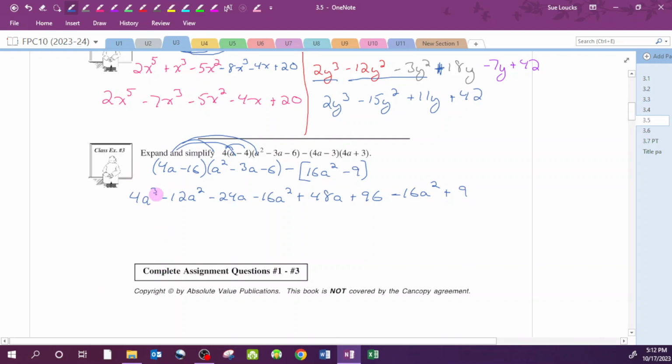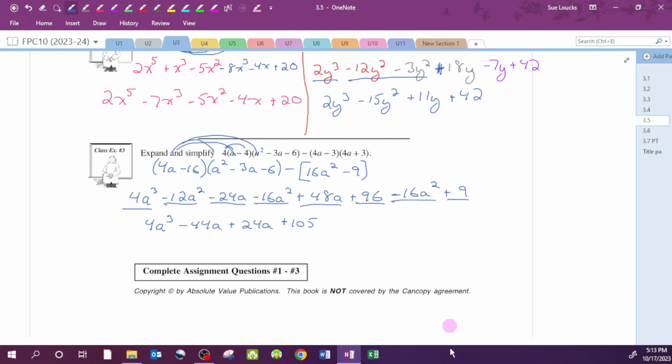Okay. And then I'm going to collect my like terms. I have 4a cubed minus 12 minus 16 minus 16. I'm going to get my calculator out for that one. And that gets me minus 44a squared. And then minus 24a plus 48a, that's plus 24a. Plus, and then 96 plus 9, that's plus 105. Okay, and then I'm going to check my value on that.